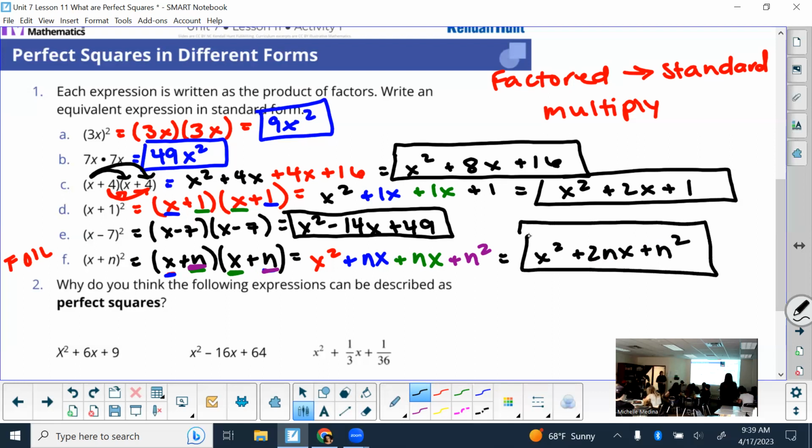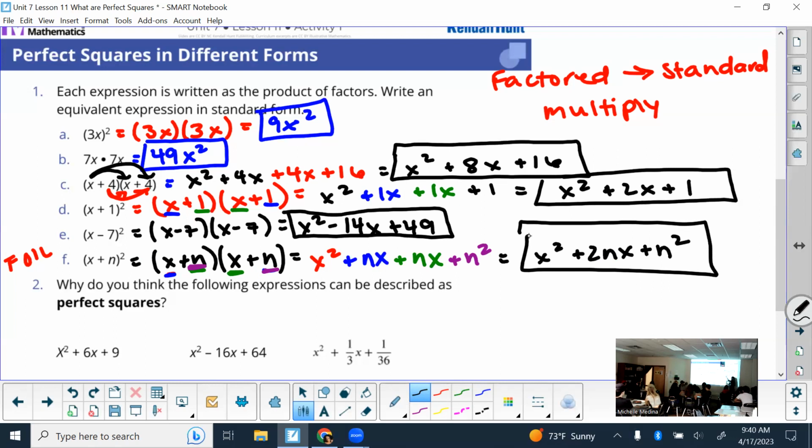Now, it's kind of cool that they put this one last, because if you looked at A through E, they're all the same, aren't they? They all have an x squared, so they all started with x. But that last number is always your last number squared, right? Everyone see that? So 4 squared, 1 squared, 7 squared, or negative 7 squared is still a positive. So this kind of models the rest of them.